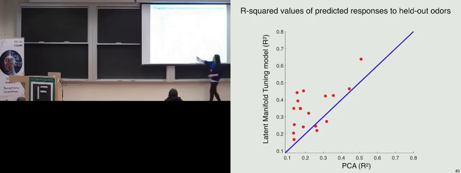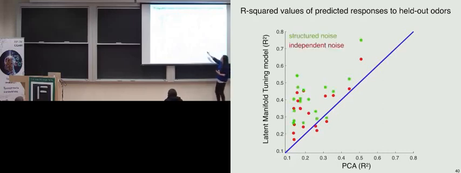So we can see most of the R-square values for LMT are higher than PCA. This shows that using our nonlinear model, we have better predictive performance. This latent manifold tuning model, the red dots, assumes independent noise. Independent noise means no structural assumption in the noise.